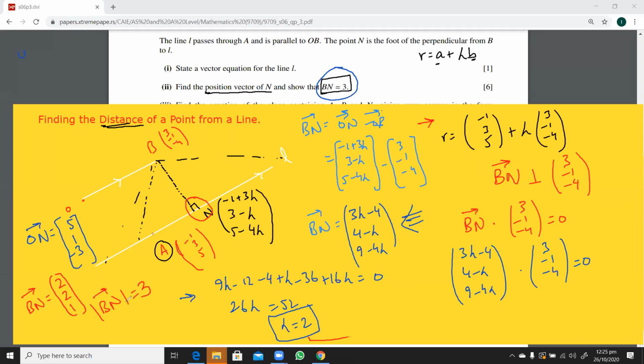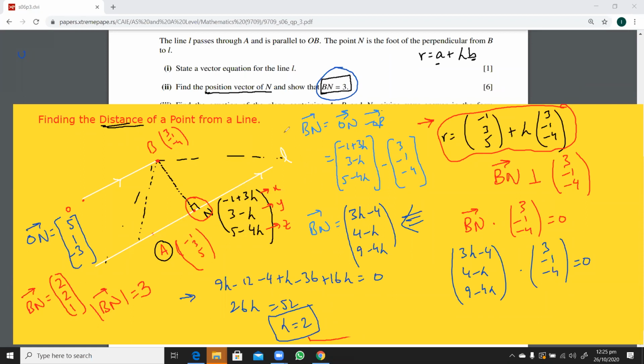Okay, so let me give you a recap of this. The recap is that we had to find the distance of this point B from this line L, okay? First of all, you will assume a point N, which has to be the foot of the perpendicular from this given point onto this line. You will be using this equation over here, okay? And you will write the position vector of this point N in terms of lambda, because we do not know the value of lambda, but we know that this point N is on this line. So this is the X, this one is Y, and this one is Z, okay?